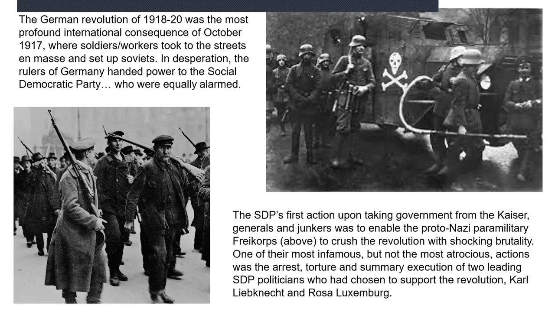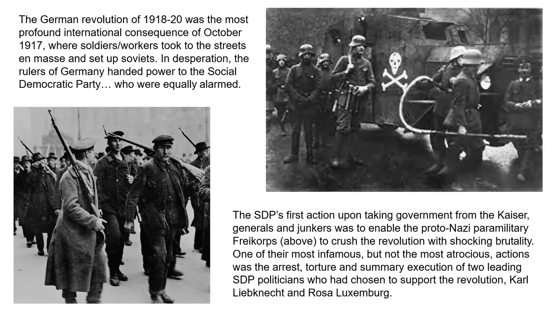This is where the Working Men's International, the Second Working Men's International, really falls apart. It's already fallen apart in 1914, but it's completely destroyed at this point because the Social Democratic Party leaders are showing no solidarity whatsoever with the working class, and in fact are enabling the people who would eventually rise into the Nazi Party, the Freikorps, to do their dirty work for them. Next slide.